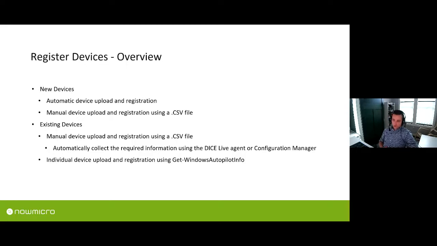There's also a PowerShell script called Get-WindowsAutopilotInfo. This script can be used on an individual device to automatically collect the required hardware information and then upload that information directly into your Intune tenant.